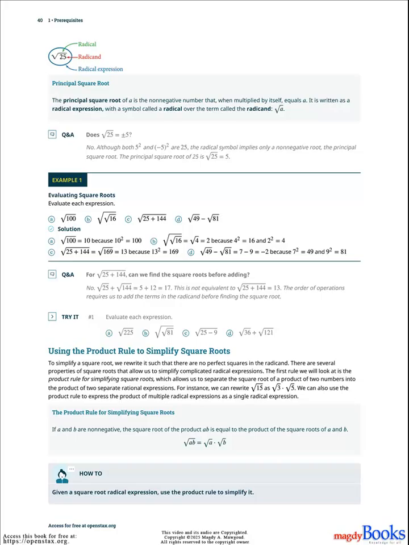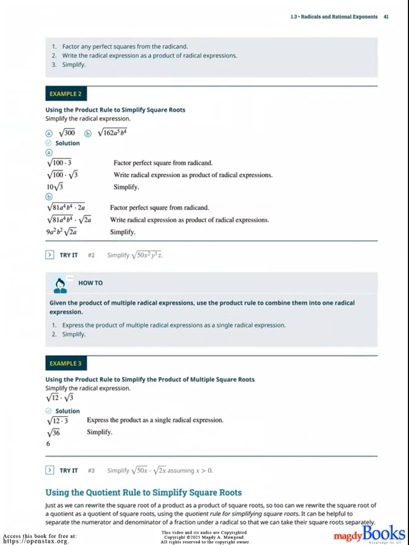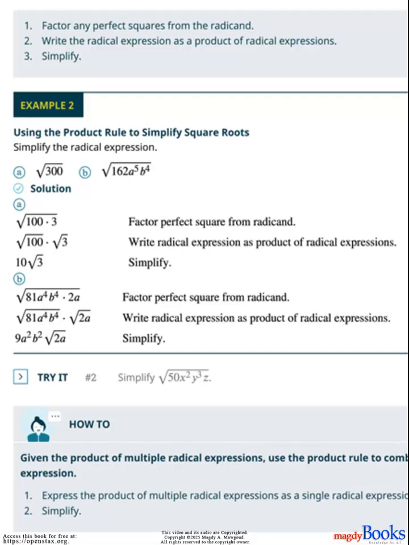How to: given a square root radical expression, use the product rule to simplify it. 1. Factor any perfect squares from the radicand. 2. Write the radical expression as a product of radical expressions. 3. Simplify.